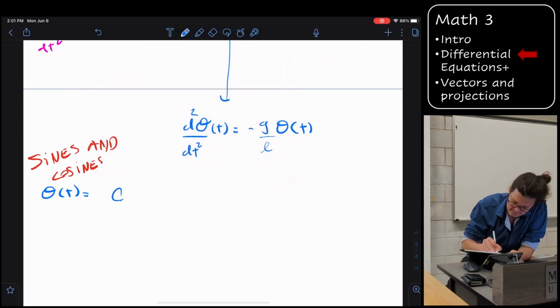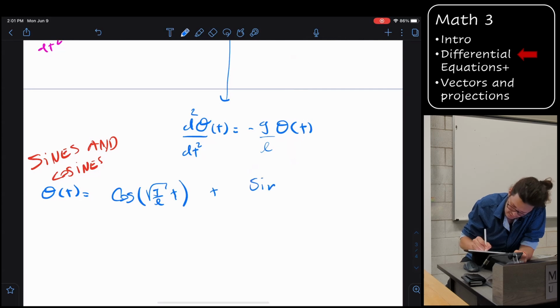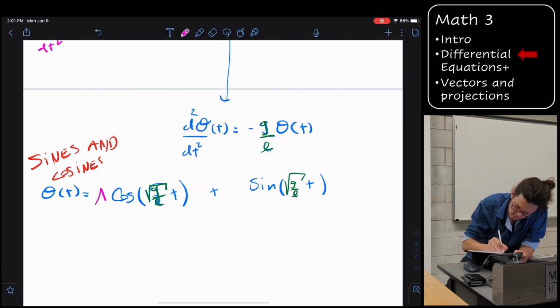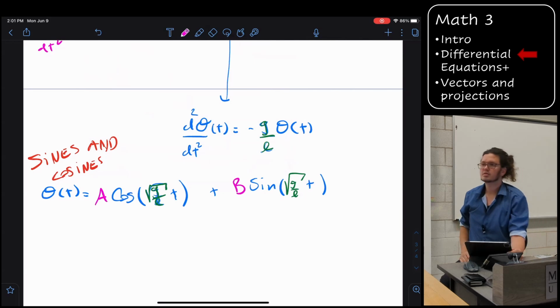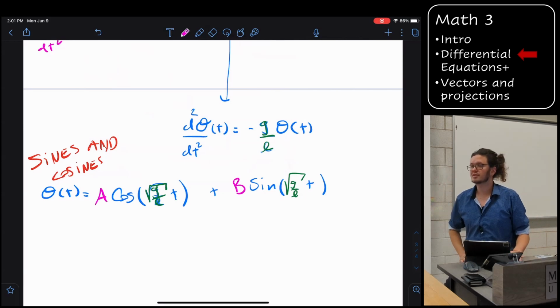Cosine of root g over L times t plus the sine of root g over L t. And some constants in front of that. Fantastic. Very good, yes. That is very important. G over L, g over L. And some constants that I'm going to call A and B. That's it. That is a solution to this differential equation.